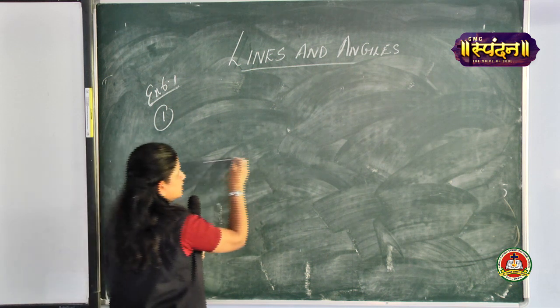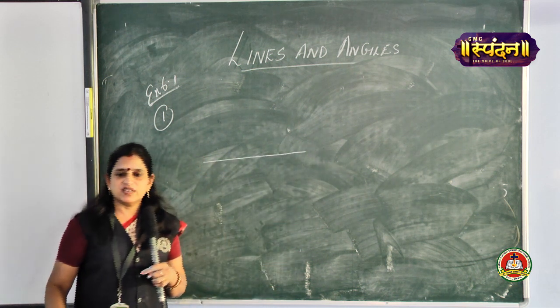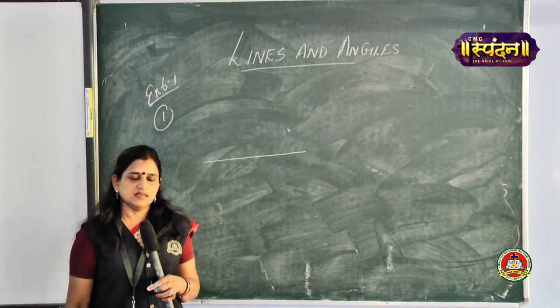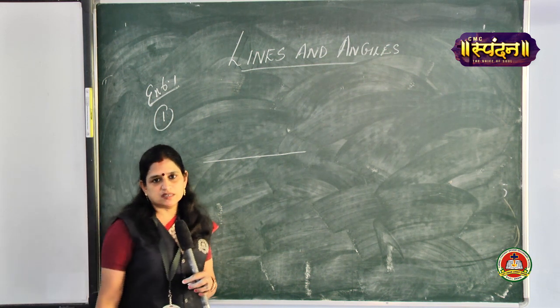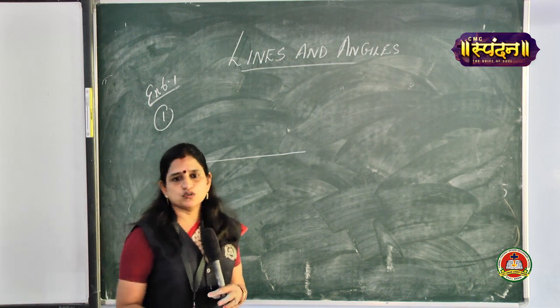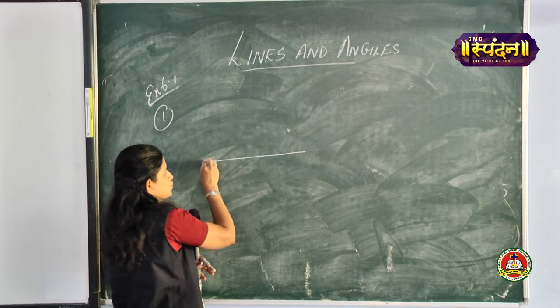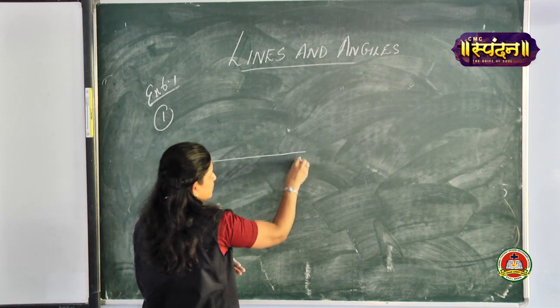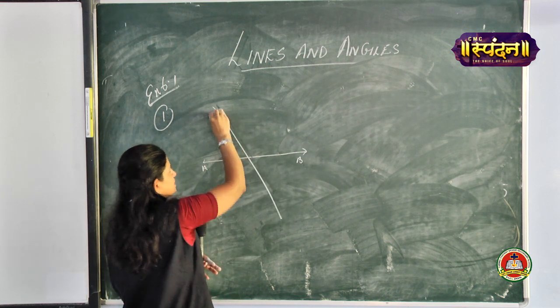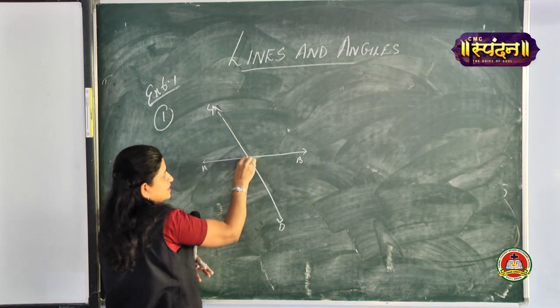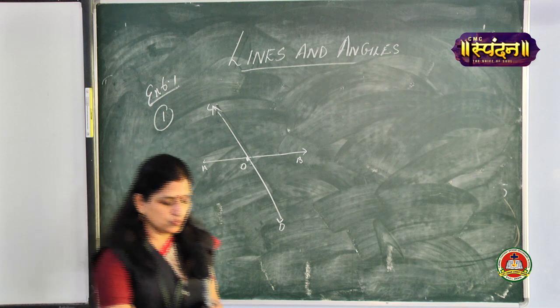So, you draw the line figure. In geometry, figure is very necessary. Without figure, you should not attempt any answer in the exam. Even though the figure is given in the question, you have to draw the figure in the answer sheets also. So, you are having two lines over here. One is AB and the second one is CD. These two lines are intersecting at the point O.